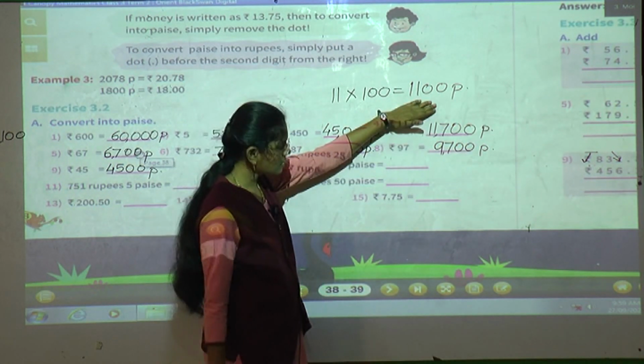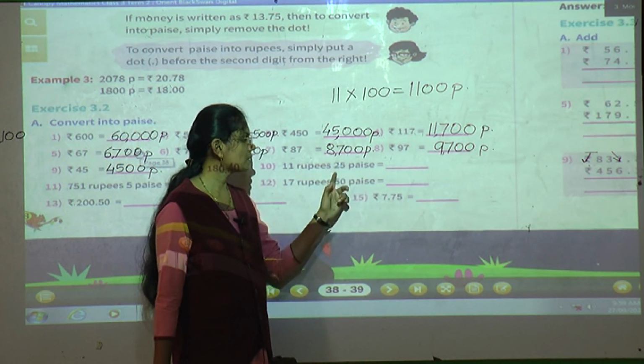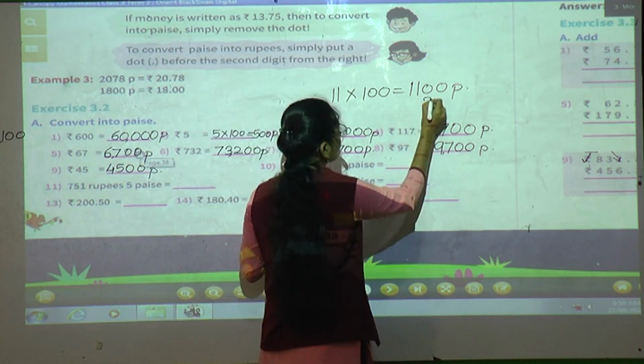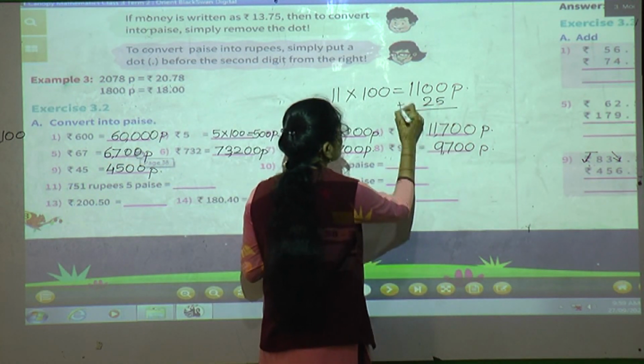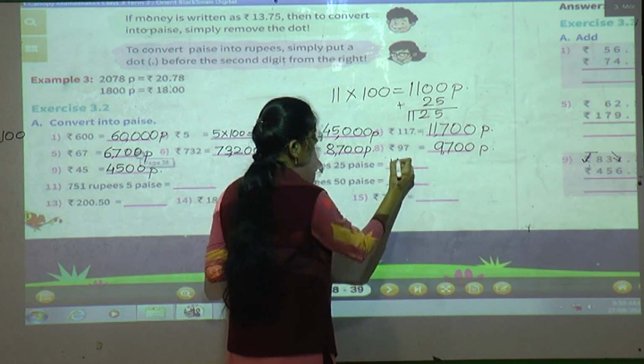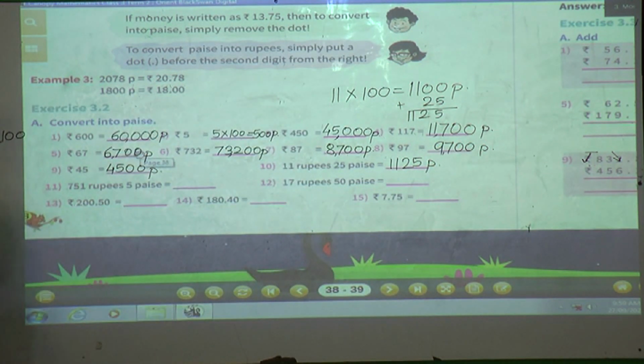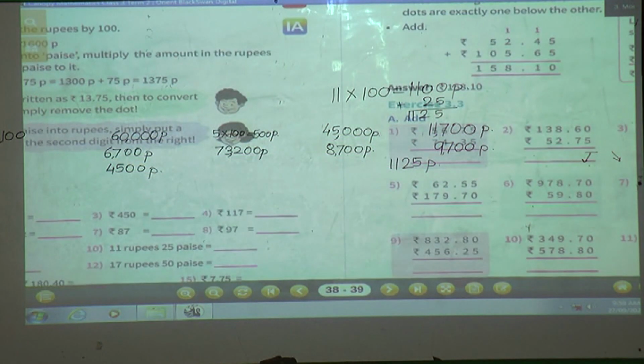Now in this amount we have to add the remaining paise. How many paise are there? 25 paise. So add 25 to this. So you will get 1125 paise. Okay, clear? In this way you have to solve the remaining examples. 4 examples are remaining that you have to solve. Now we'll move to the next question. Question number 2. Turn the page.